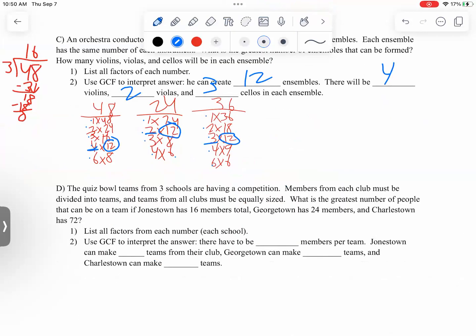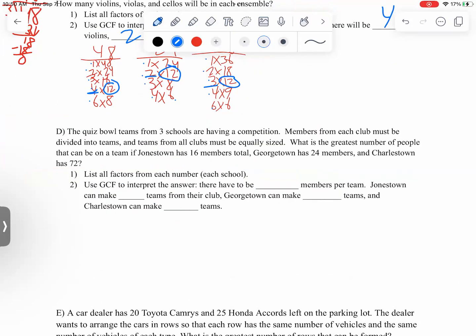All right. Quiz Bowl teams from 3 schools are having a competition. Members from each club must be divided into teams, and teams from all clubs must be equally sized. What's the greatest number of people that can be on a team? Johnstown has 16 members total, Georgetown 24, and Charlestown 72.